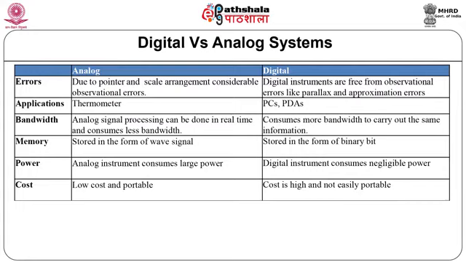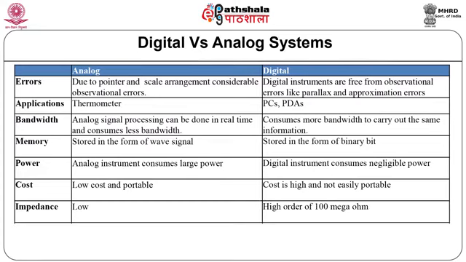they are not easily portable, except nowadays we have the convergence of technology, which is bringing the TV, recorder, camera, everything in a mobile device. All mobile devices are portable, but otherwise the traditional instruments are not that easy to transfer, and definitely the cost is a little bit higher. The next parameter is impedance. The impedance of analog systems is low, whereas a digital system has a higher impedance, of the order of 100 megaohms.